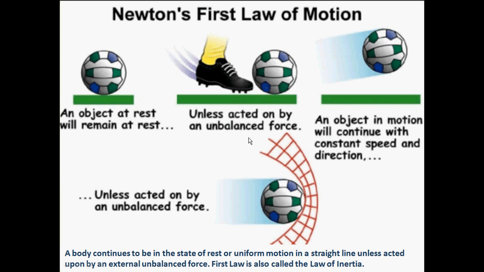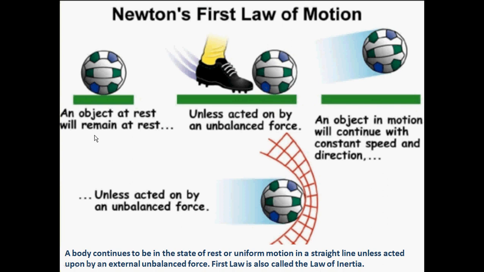So, based on these findings and arguments of Galileo, Newton further developed these findings into his famous Newton's first law of motion. So, students, this law states that a body continues to be in the state of rest or uniform motion in a straight line unless acted upon by an external unbalanced force. This law is also known as the law of inertia.